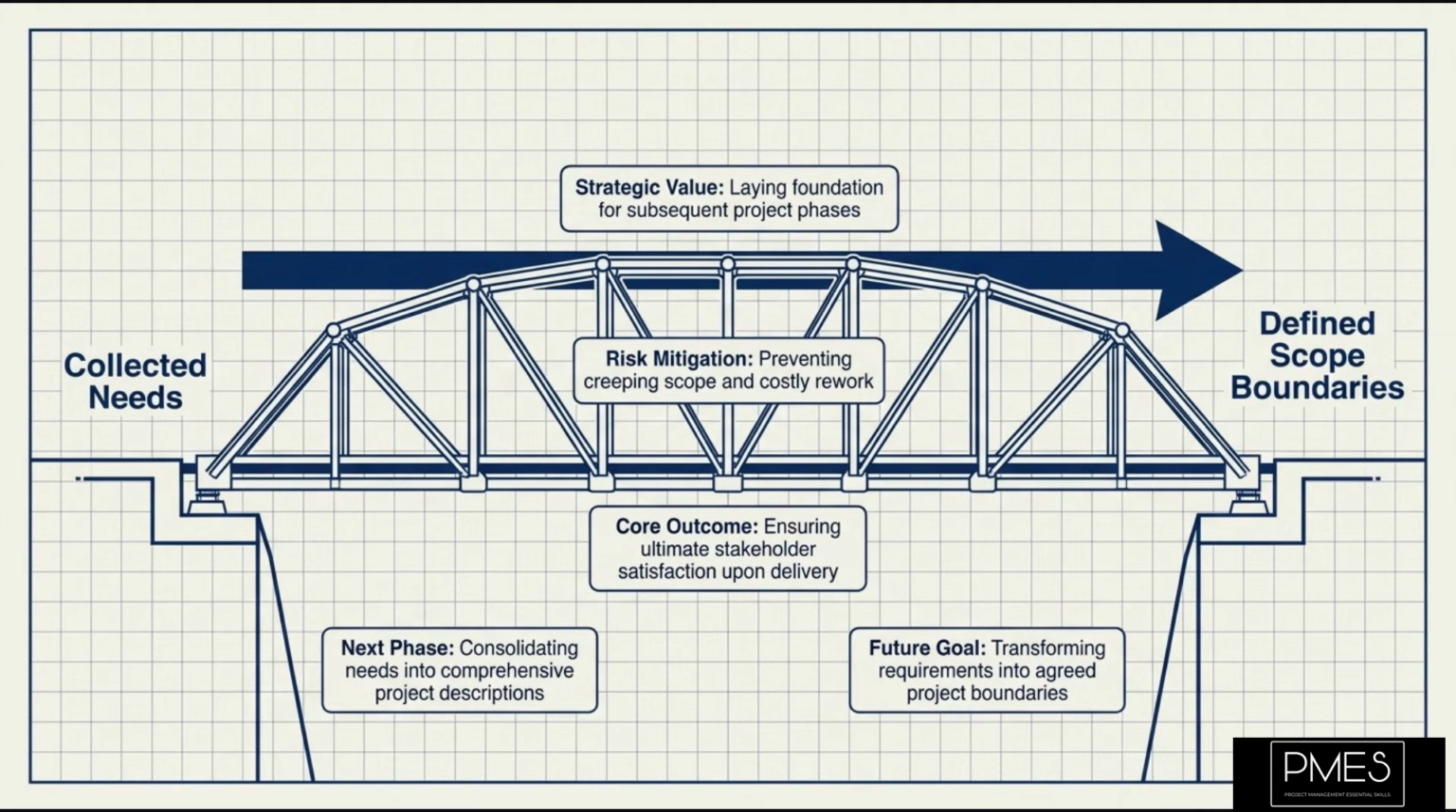Another vital output is the requirements traceability matrix, or RTM. This is a grid that links product requirements from their origin to the deliverables that satisfy them. Think of it as a living document that connects every single requirement back to its source and forward to its design, development, and testing.